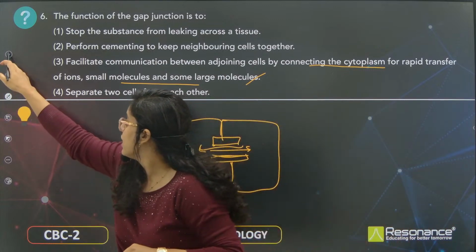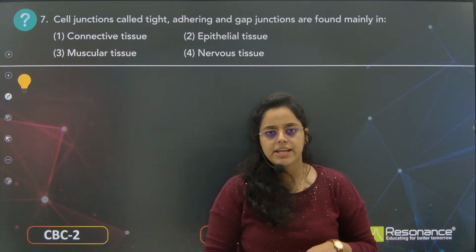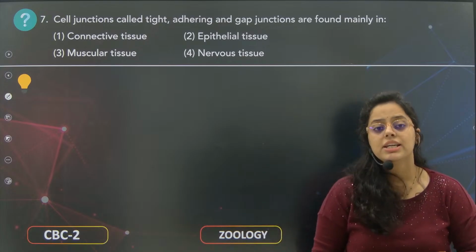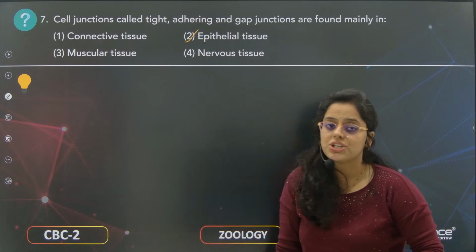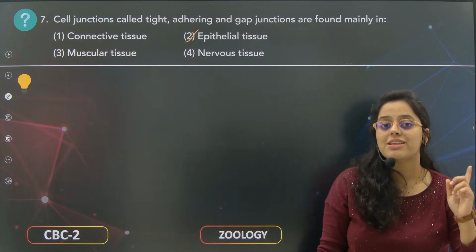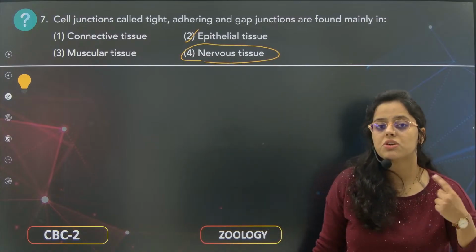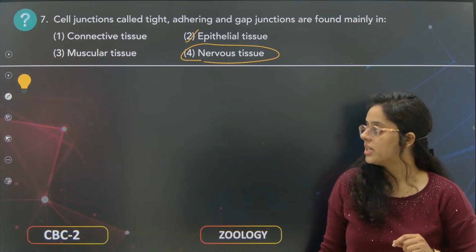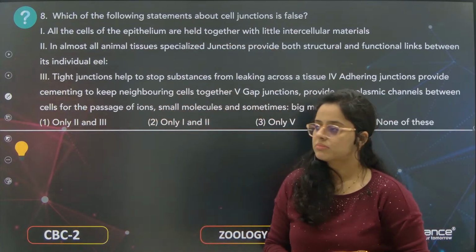Now going to the next question, question number 7. The cell junctions called tight, adhering and gap junctions are found mainly in epithelial tissue, whereas the synaptic junction is found in nervous tissue or muscular tissue joining.